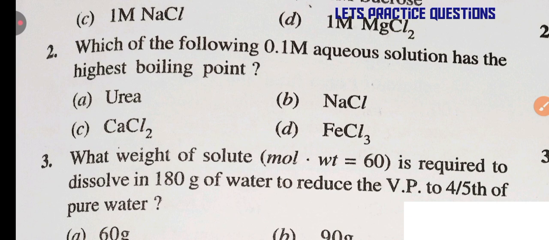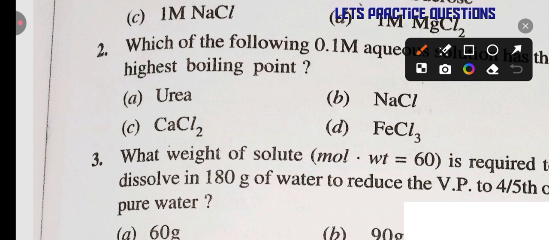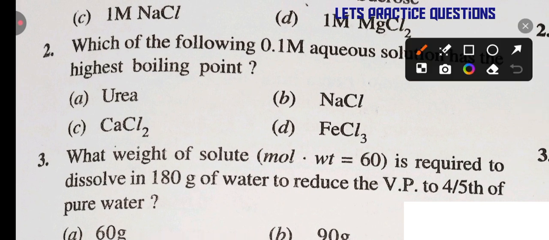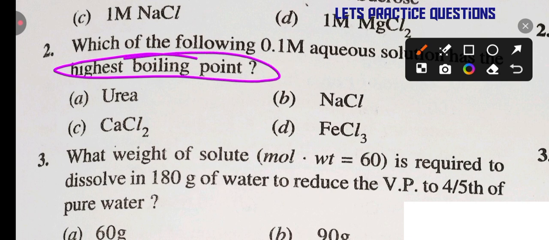The basic concept we need to understand is that the solution with the highest number of particles will have the greatest boiling point. The question asks for the highest boiling point, and the boiling point depends upon the number of particles. The higher the number of particles, the higher the boiling point.